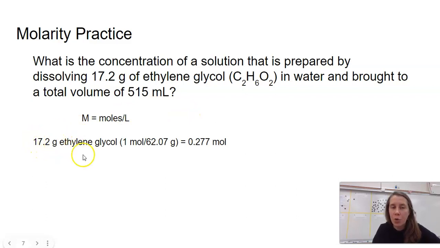So 17.2 grams of ethylene glycol, we can multiply by the conversion factor 1 mole over 62.07 grams. So this is the molar mass when we add up 2 carbons and 6 hydrogens and 2 oxygens. Okay, and when we do that math, we get 0.277 moles of ethylene glycol. So that's the top part of our equation. And then to get to liters, we do the 515 milliliters divided by 1,000 to get to liters, right? So we have 0.277 moles divided by 0.515 liters, and that gives us a molarity of 0.538 molar, okay?